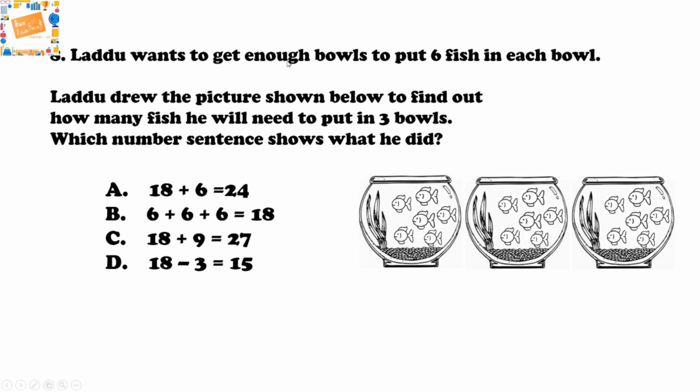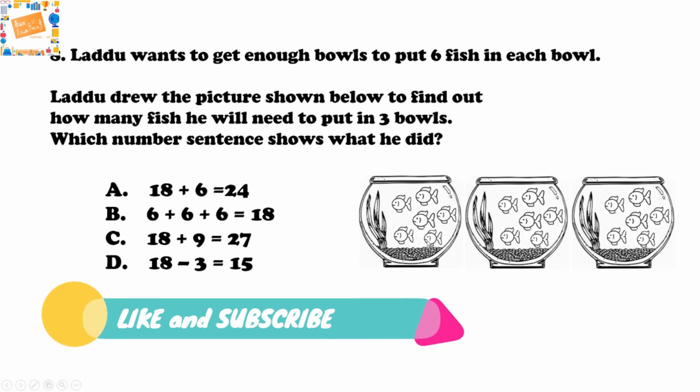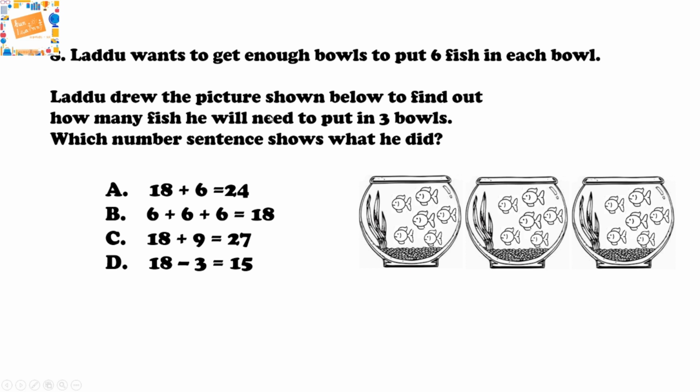Laddu wants to get enough bowls to put 6 fish in each bowl. So here she has 3 bowls and she has put 6 fishes in each bowl. Laddu drew the picture shown below to find out how many fish he will need to put in 3 bowls. Which number sentence shows what he did? Well, this would be an easy one. Let's see if you get the answer right.